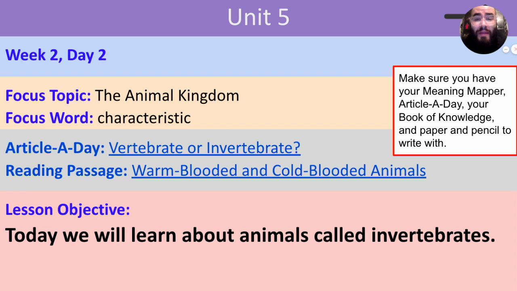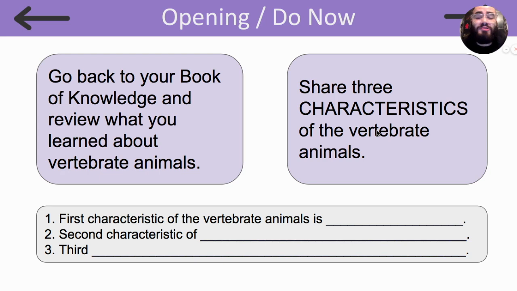Make sure you have your meaning mapper, article a day, your book of knowledge, and paper and pencil to write with. Today we will learn about animals called invertebrates. Let's get started. First, I want you to go back to your book of knowledge and review what you learned about vertebrate animals. Share 3 characteristics of vertebrate animals. Take a moment to do this now.